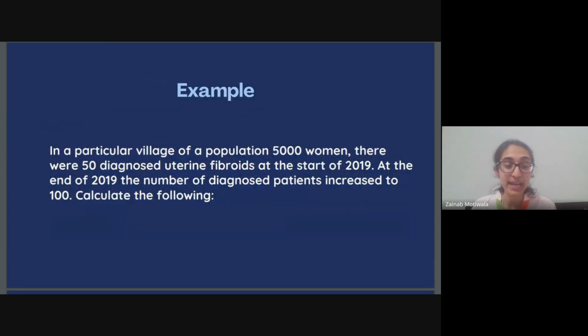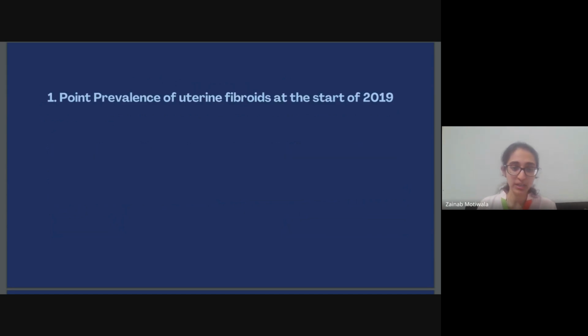Now let's understand incidence with another example. In a particular village with a population of 5,000 women, 50 were diagnosed with uterine fibroids at the start of 2019. And by the end, that number was 100. So now we have to calculate the following, the point prevalence. What do you all think is the point prevalence in this particular case? Just refreshing the numbers, 50 at the start, at the end there were 100, and the total population under study is 5,000.